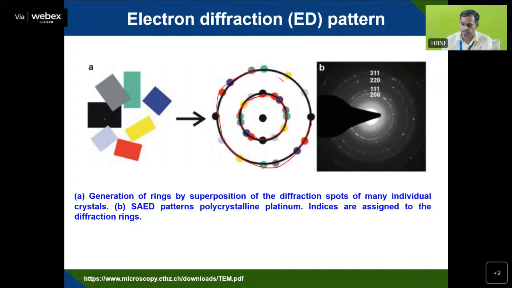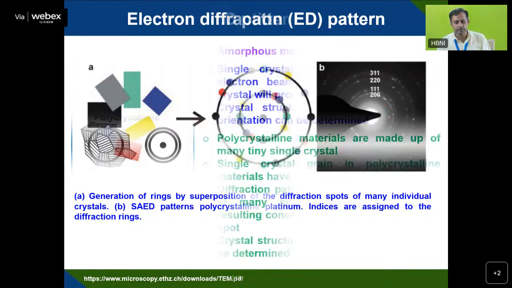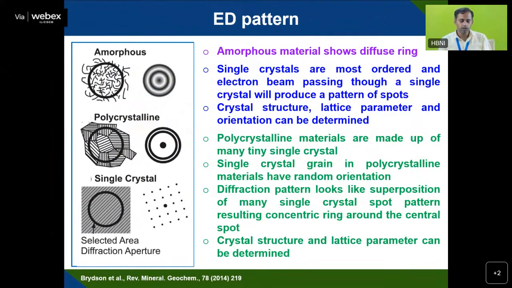In a polycrystalline structure, like I have shown here on the right side, with 200, 111, 220, 311, all the dots conjoin each other and you are able to see some ring structure. This is mainly a feature of polycrystalline structures. So if you see the electron diffraction pattern, you can identify whether a material is amorphous, polycrystalline or single crystal. If it is amorphous, there is no long-range ordering, and because of that you get a diffuse ring. These rings are quite diffuse.